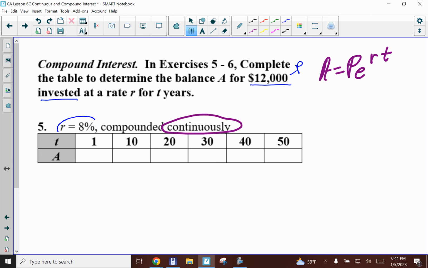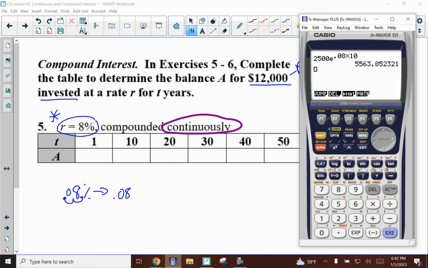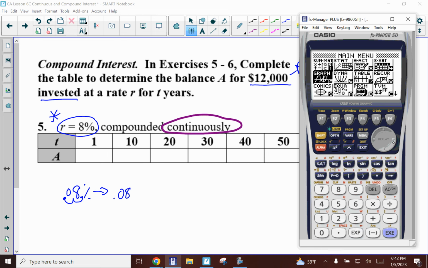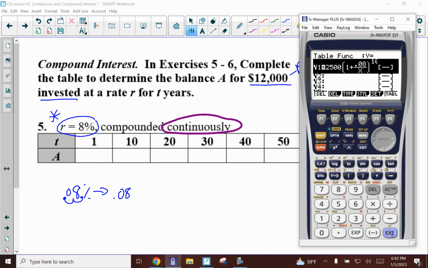Now up here at the top, it tells us what R is. R is 8%, but remember, R has to be converted first, so 8% would have to convert into, move the decimal left 2 times, so that would be 0.08 instead. And then your T is in the table, so that remains the letter, and so we'll actually use the letter X for this in the calculator. Now, because I want this table, and I don't want to have to keep going back and retyping this stuff, I'm just going to go into the table so that way I can manually override the numbers that are already in there. So we're starting with $12,000, so 12,000.